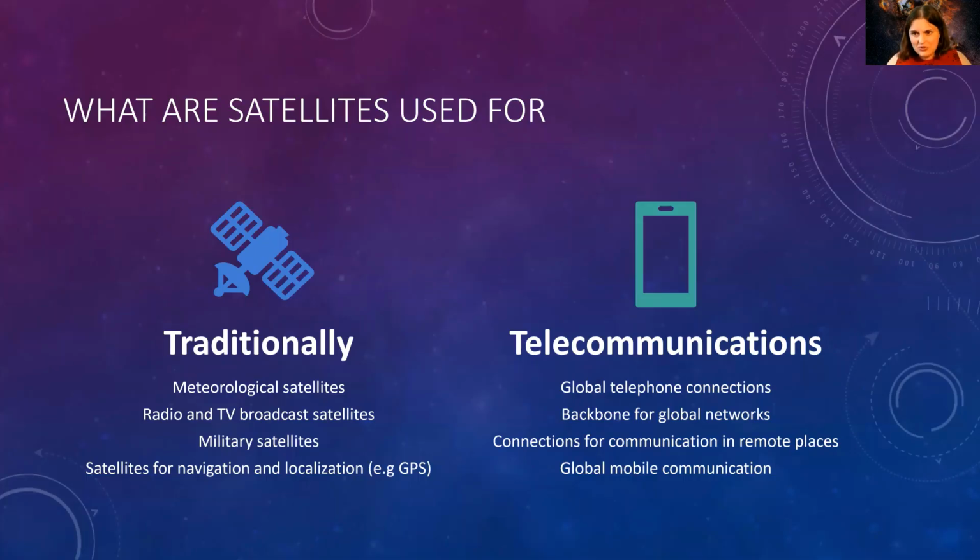So what are satellites used for? Why are we sending stuff up into space? Traditionally, we've used it for weather, for understanding our planet, and for radio and television broadcasts. The military uses it for communications, and today, I don't know about you, I highly depend upon my GPS to get anywhere that I'm not familiar with. With the newest updates in technology, especially now that we've been in COVID, we use it for global telephone connections, basically global networks, communications in remote places, and much, much more.